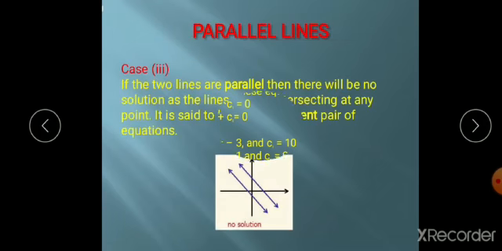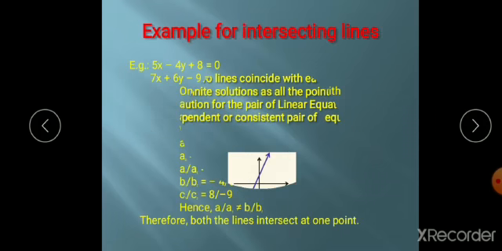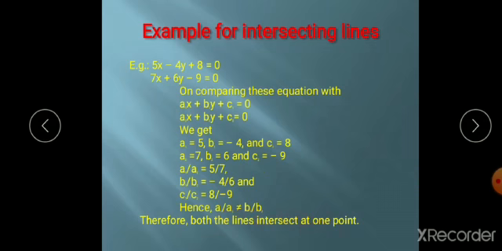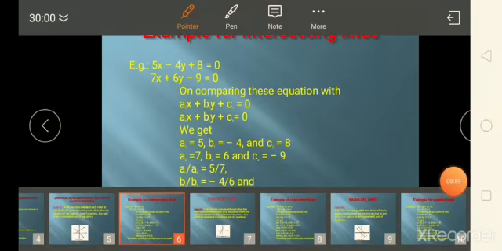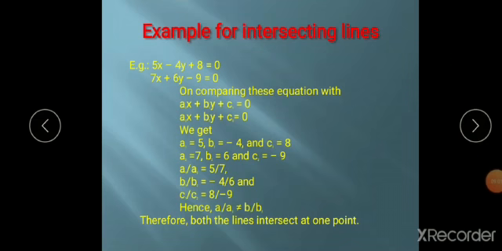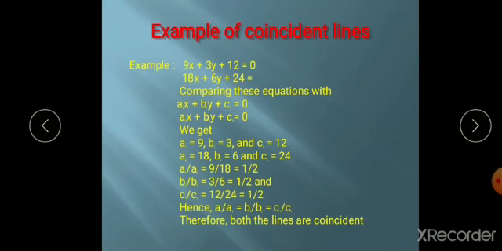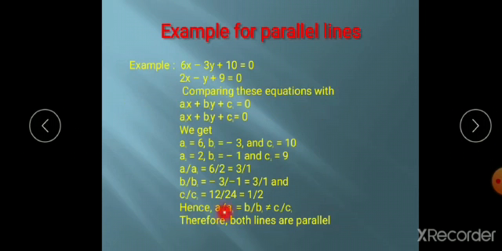So in the first condition, a1 by a2 is not equal to b1 by b2, then intersecting lines. In the second condition, a1 by a2 is equal to b1 by b2 is equal to c1 by c2, they are called coincident lines. And in the third condition, a1 by a2 is equal to b1 by b2 but not equal to c1 by c2, they are called parallel lines. When they have no solution, it is also called inconsistent.